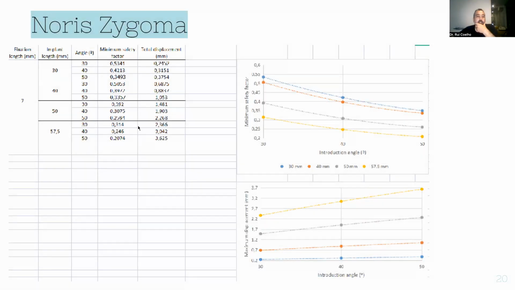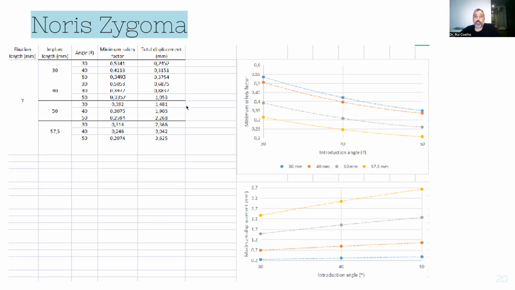Let me help you, okay, to tell you what this is. So this is for 30 and the 3 angles, for 40 and the 3 angles, for 50 and the 3 angles, 30, 40, 50. And then we evaluate the minimum safety factor. So we have a large safety factor here, but as the length starts to grow and the angle, then the safety starts to decrease, okay?